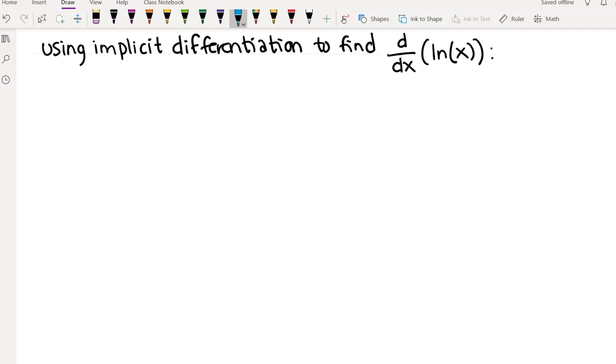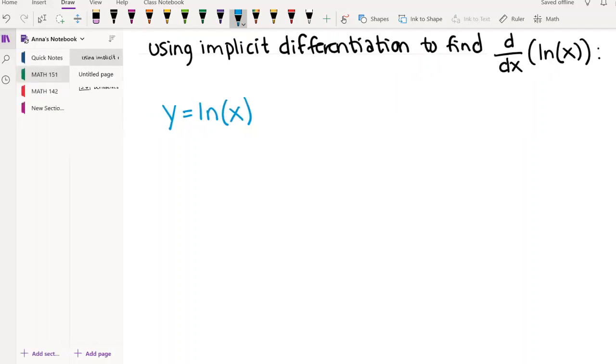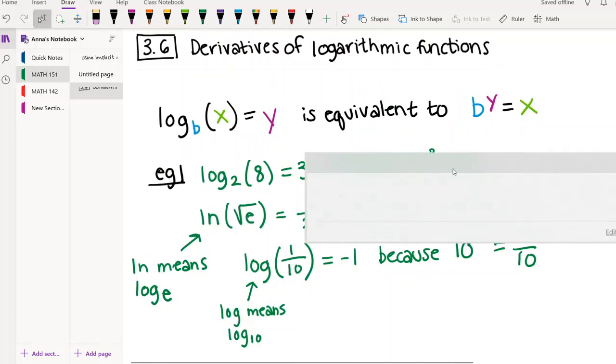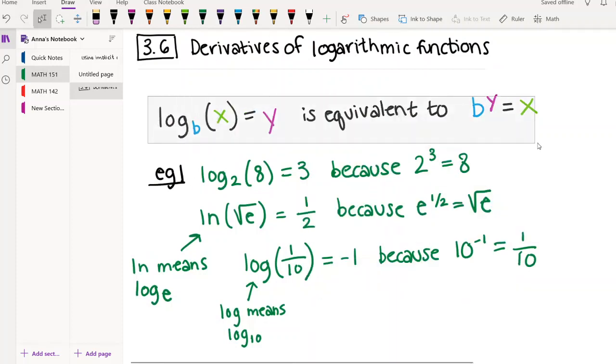Okay, so we're going to do this very similar to the last video. So if we have y is equal to ln of x, I want you to pause and think about how you can rewrite that statement as an exponential statement, using the definition that we talked about on the previous page. Using this definition here, how can you use that to rewrite y is equal to ln of x?